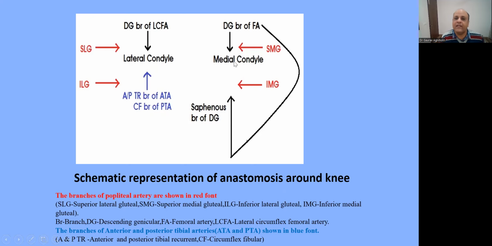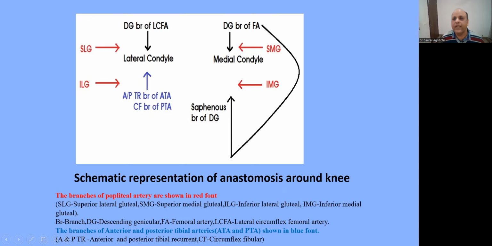So above the medial condyle, the anastomosis is formed by descending genicular branch of femoral artery, anastomosing with the superior medial genicular branch of popliteal artery, while below the medial condyle, the inferior medial genicular branch of popliteal artery anastomoses with the saphenous branch of the same descending genicular branch. It gives off a saphenous branch, and this saphenous branch anastomoses with the inferior medial genicular branch of popliteal artery.